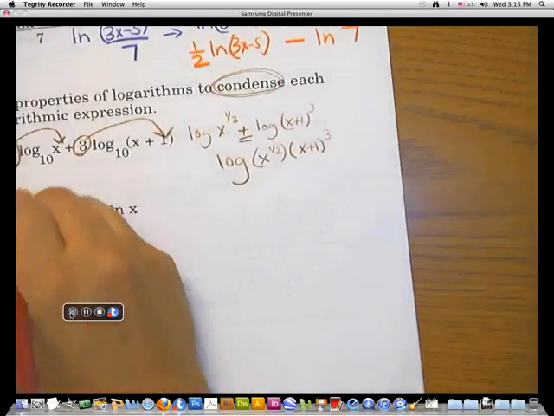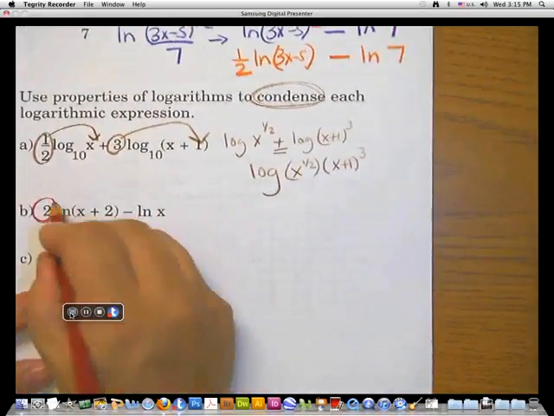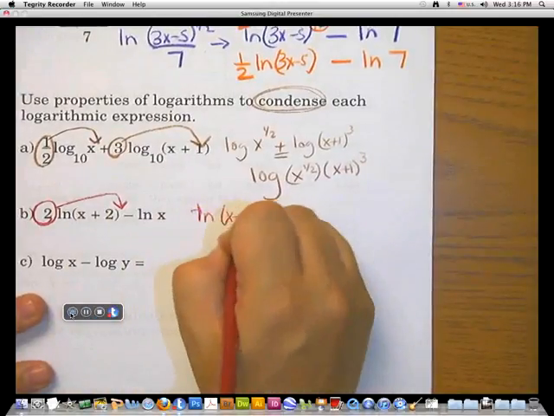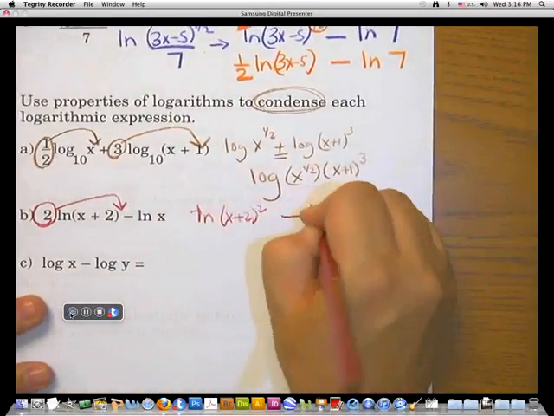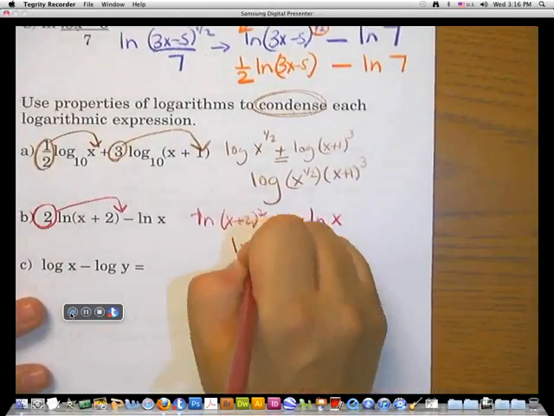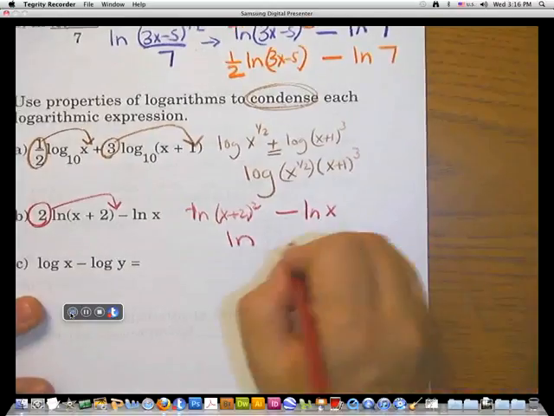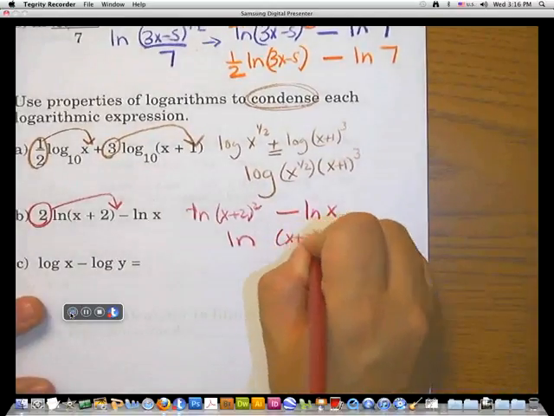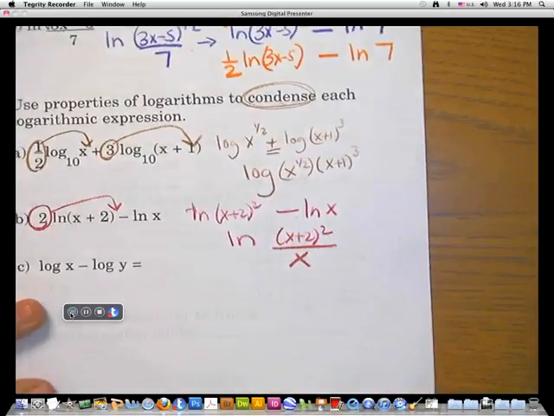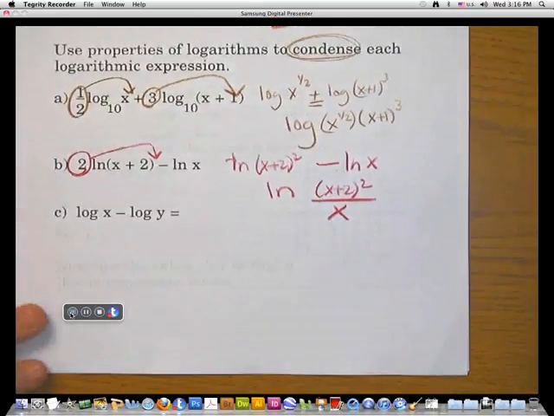Alright, so here we have a coefficient. We're going to first change that, so we get natural log x plus 2 squared. Now I have a subtraction, so 1 natural log. What I read first goes first. Subtraction means division, so x plus 2 squared over x.